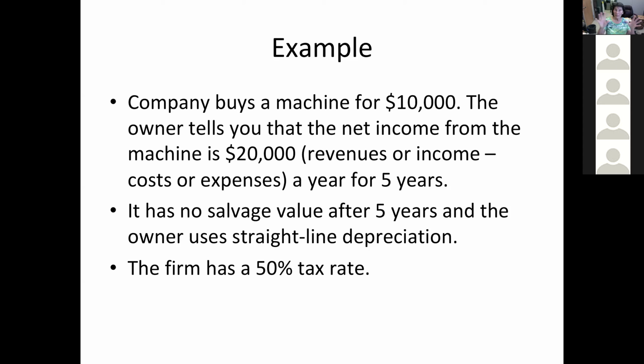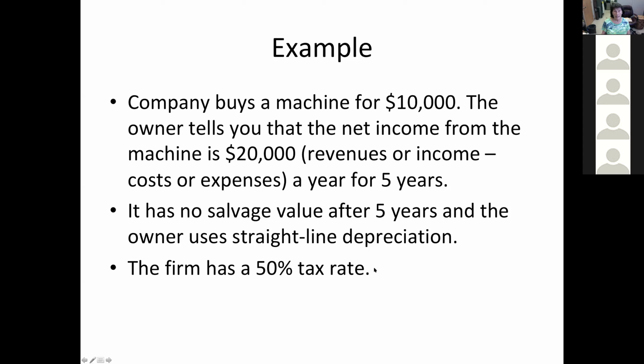My son has developed this software, and I check a box and it automatically calculates for me. So for you, I've made the examples easy. We're going to use straight lines. So that means it falls an equal amount every year. So $10,000 divided by 5 is $2,000 a year. This thing just drops in value. So that's the actual amount of depreciation.